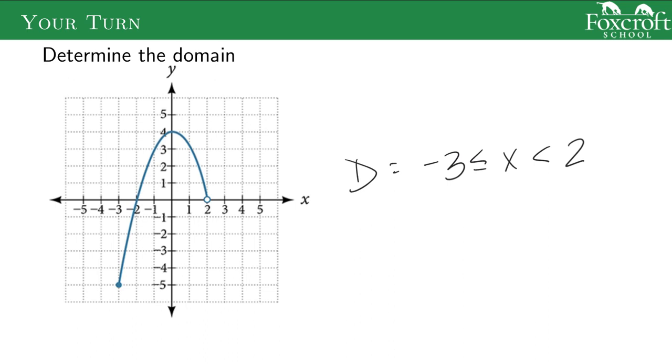So the first thing, the numbers, it starts at -3 because that's kind of like the left-hand side of my graph. It ends at 2. That's the right-hand side of my graph. There's a closed dot at -3, so I have that equal sign. There's an open circle at 2, so I do not have the equal sign in my inequality. So that's the domain of that.